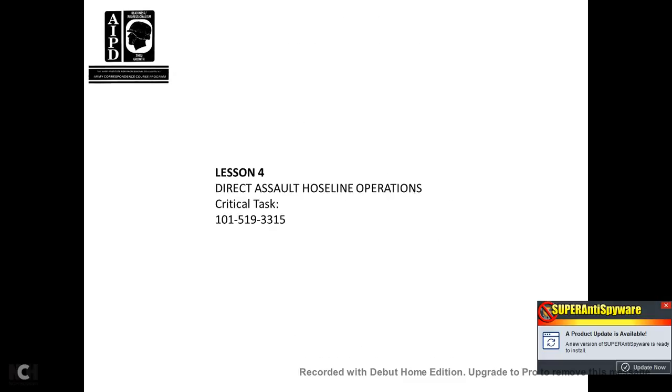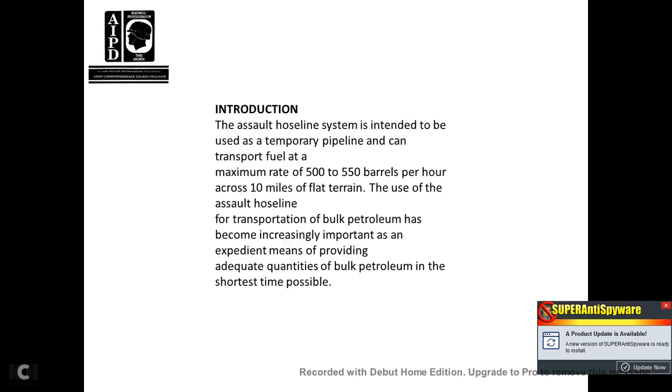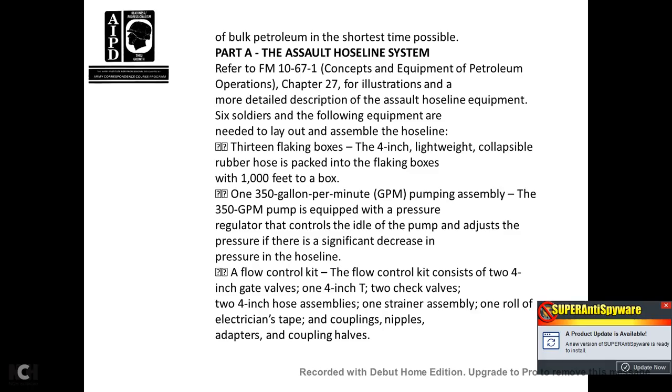Lesson 4, direct assault hose line operation, critical task 101-519-3315. Assault hose line introduction. The assault hose line is intended to be used as a temporary pipeline that can transport fuel at a maximum rate of 500 to 550 barrels per hour across 10 miles of flat terrain. The use of the assault hose line for transporting bulk petroleum has become increasingly important as an expedient means of providing adequate quantities of bulk petroleum in the shortest time possible.